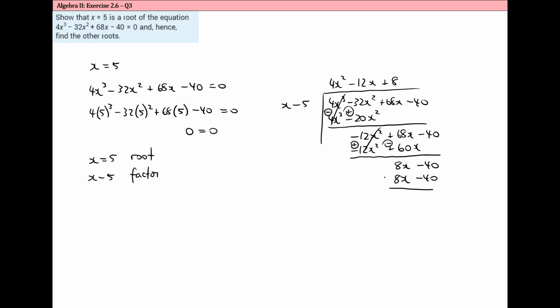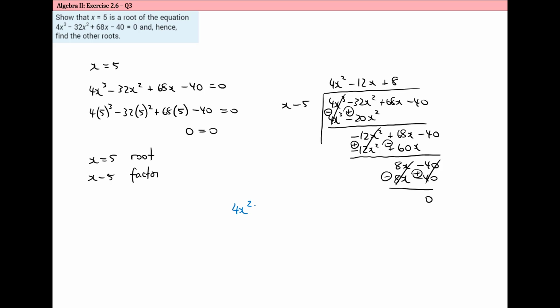Draw a line underneath, and when we subtract the bottom line from the top line, we should find that we have a remainder of 0. And so x minus 5 is a factor, and then 4x squared minus 12x plus 8 is another factor. If we let this other factor equal 0, we can then find the roots.